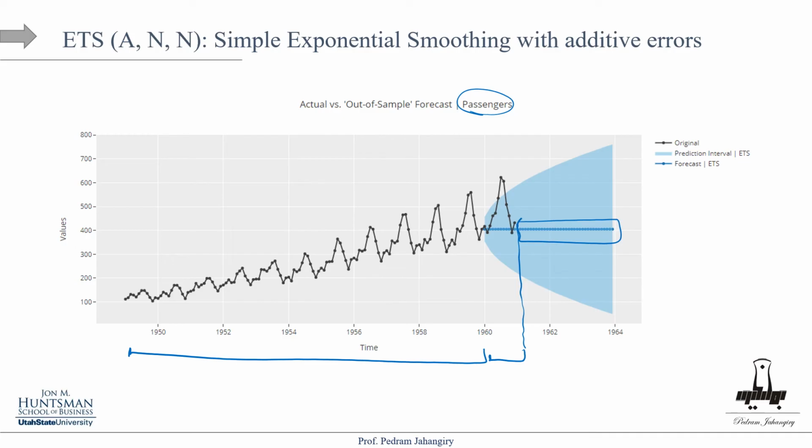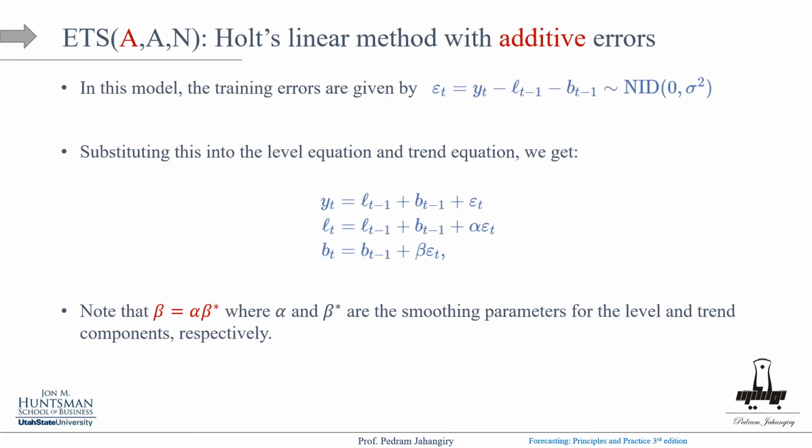And as you can see, ETS ANN is obviously not a good model because it's not respecting trend or seasonality. These are the point forecasts, and because this is not a good model, your prediction intervals are going to be very wide. All right. Okay, we are done with our very first ETS model, which was ETS ANN.